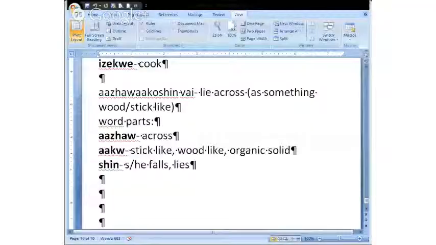So we just did the word aja wa koshin, and we noticed the word aja in there, but it has nothing to do with the particle already, aja. It's aja, and that's what kind of threw us off there. I think I remember chatting one time about aja being probably one of the top 10 most used Ojibwe words.